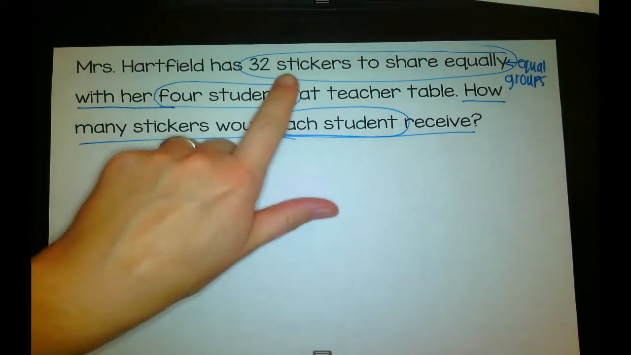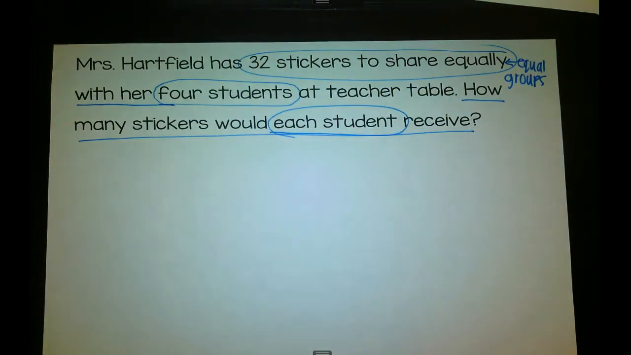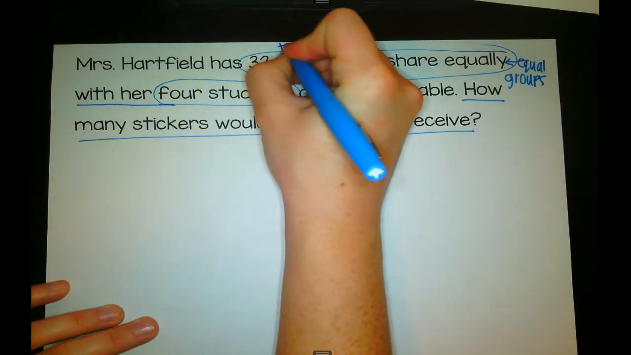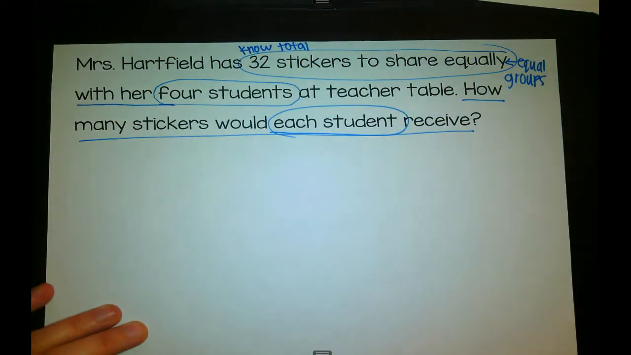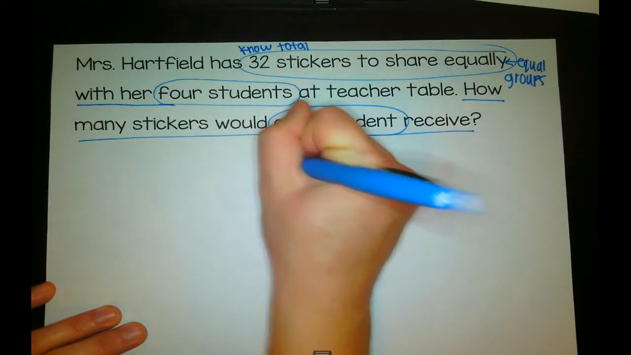So starting out, we had 32 stickers and we're sharing them. So if we're sharing them, would our numbers get larger or smaller when we're sharing? If we're sharing the stickers, our number will get smaller because if I only have 32 stickers and 4 students, when I give 1 to you, 1 to you, 1 to you, 1 to you, to each of my 4 students until they're all out, my students are going to end up with less than 32 stickers. So 32 stickers is our total, so we know the total. Since we know the total and we're working with equal groups, we are dividing.